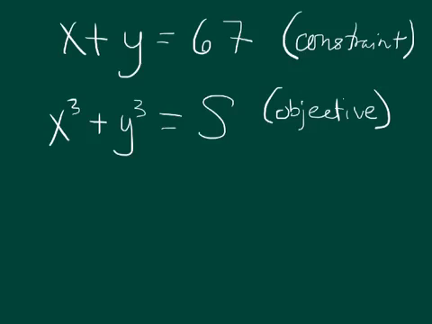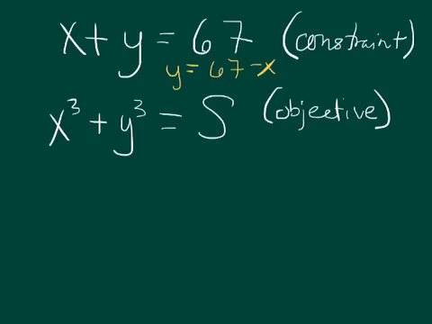Solve for y in the first function. y equals 67 minus x. Does everybody agree with that? Does that make sense? Right? And we can take that and plug it in for y.